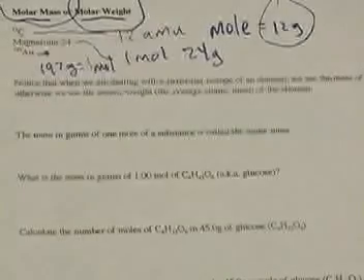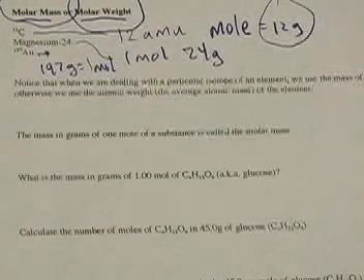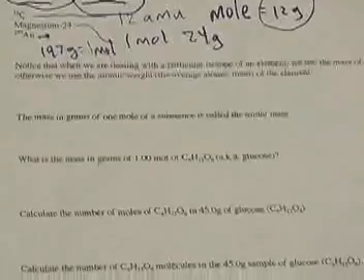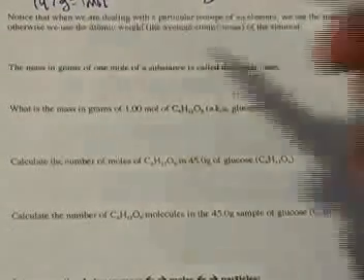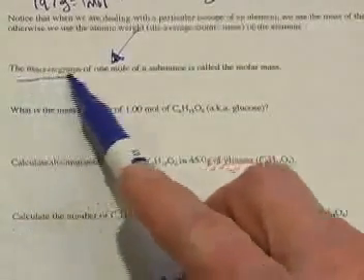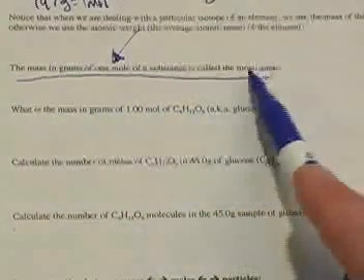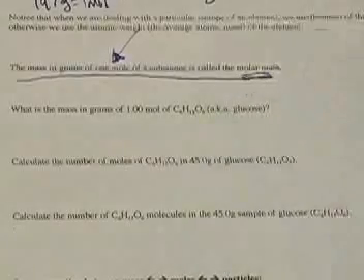Notice that when we're dealing with a particular isotope of an element, we use the mass of that isotope. Otherwise, we'll use the average atomic mass of the element on the periodic table. So what does this mean? Let's do some sample problems to see how this fits together. The mass in grams of 1 mole of substance is called the molar mass, or sometimes it's called the molar weight. Here's the first question.